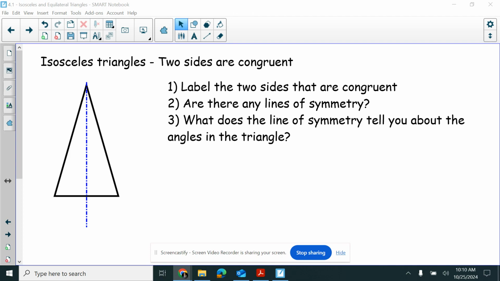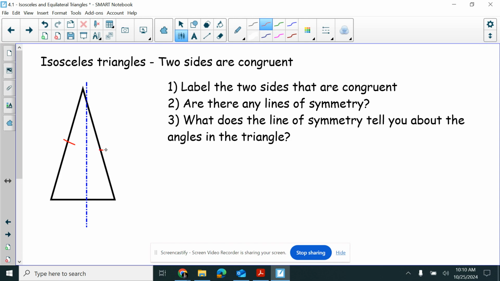This is Mr. Wright. Today we're going to go over isosceles and equilateral triangles, their properties, and how you use those properties to solve for missing parts of triangles. So first off, isosceles triangles. What's special about isosceles triangles is that two of the sides are going to be congruent. So in this example, these would be my two congruent sides.